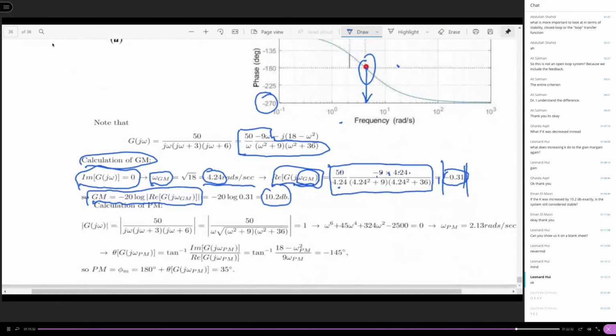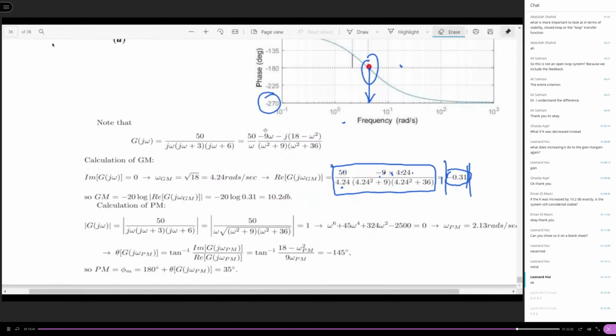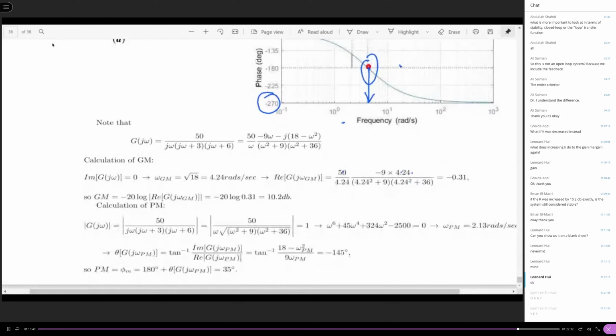Now, what about the phase margin? So you calculate the phase margin. The phase margin is a little bit more complicated in this case, because you have a higher order system. What happens is that you need to first make the magnitude of the frequency response equal to 1, which is here. So you calculate its magnitude.